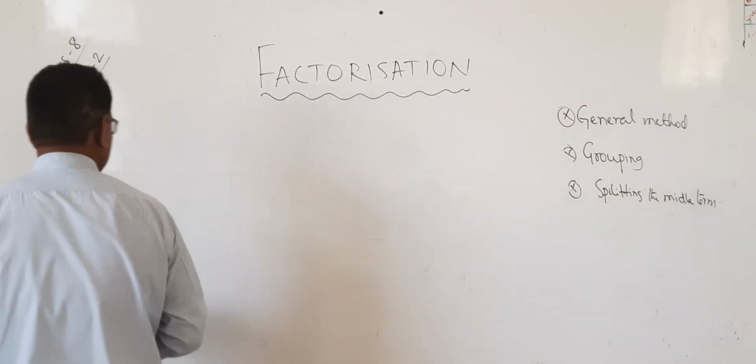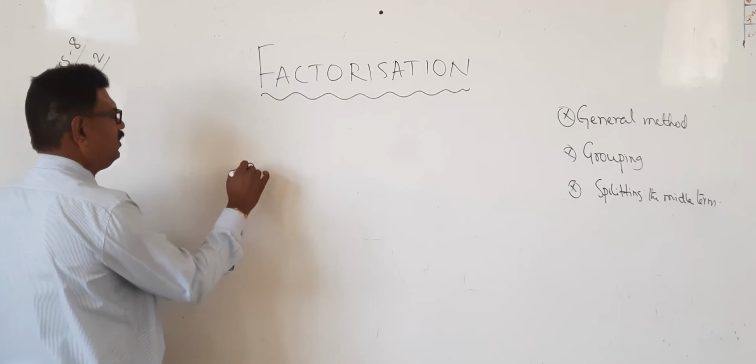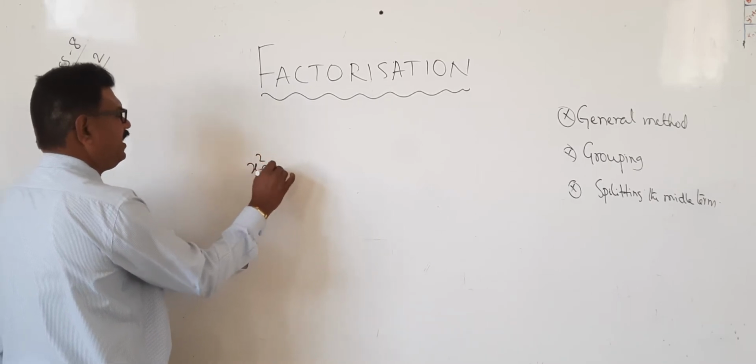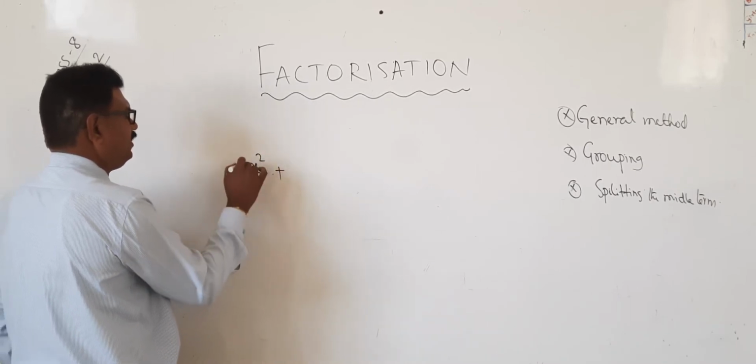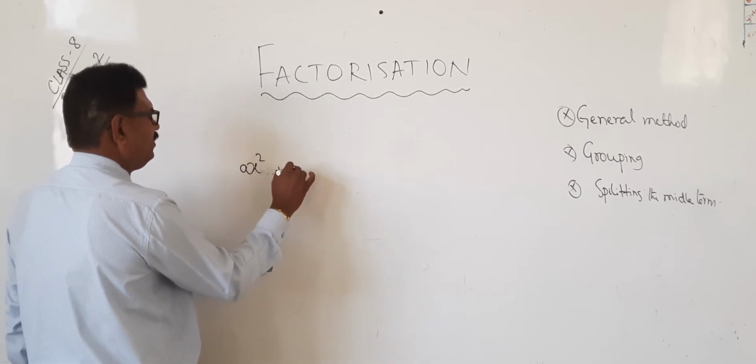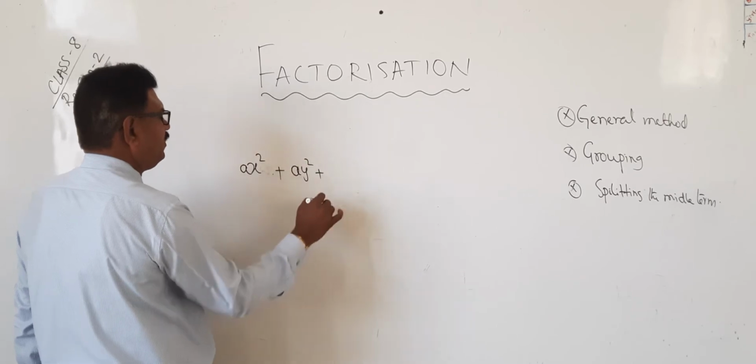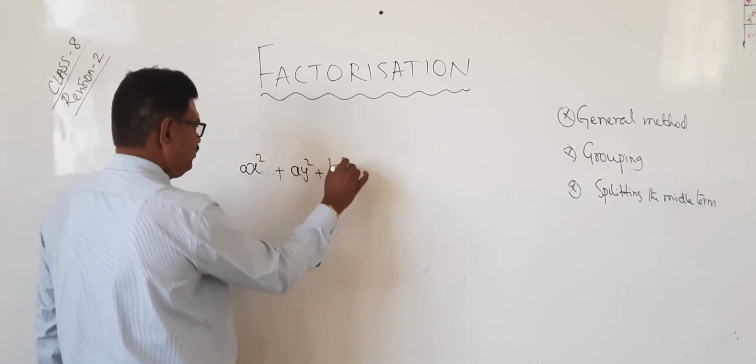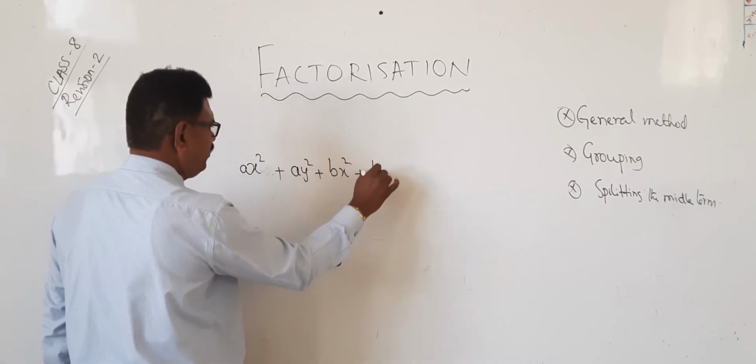Okay? Yes. Next one, grouping. How grouping? Very, very simple. How? a x square plus b x square plus a y square plus b y square.